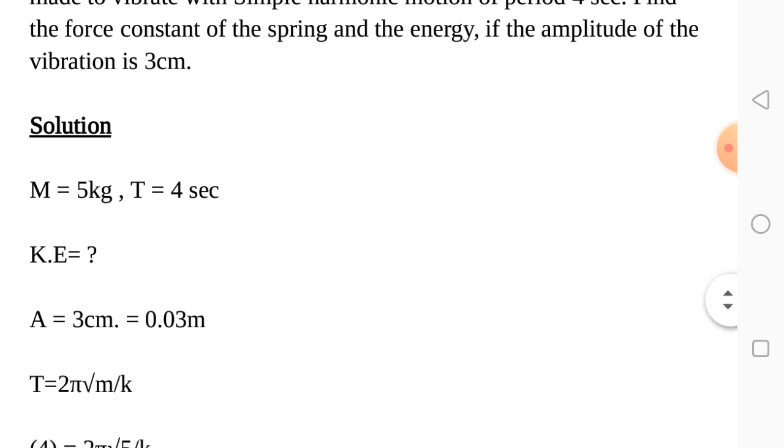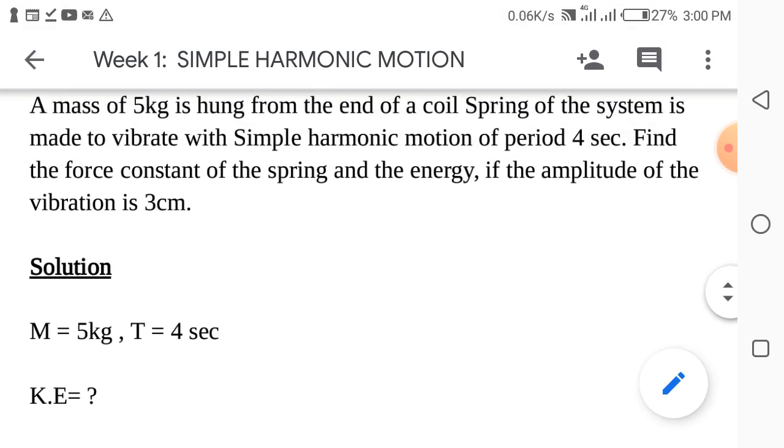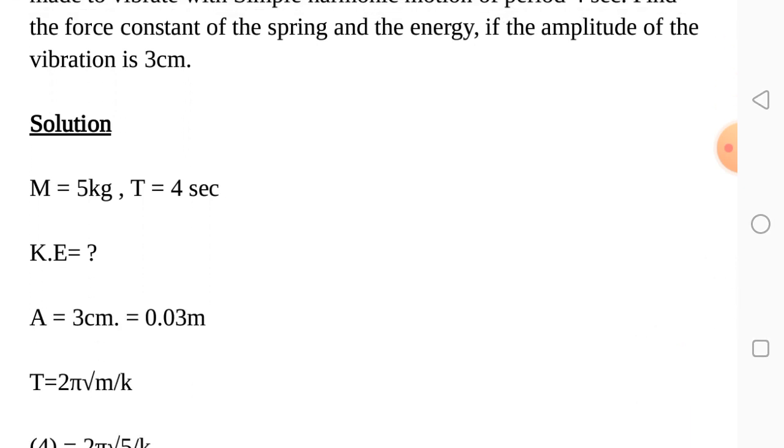Writing down all the parameters required here, we have our mass as 5 kg, and the time, which is 4 seconds. We are looking for the constant and then our energy. We are given the amplitude in centimeters, therefore we need to convert it to meters. So 3 centimeters divided by 100 gives us 0.03 meter.